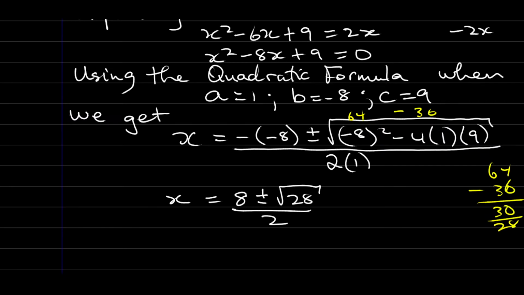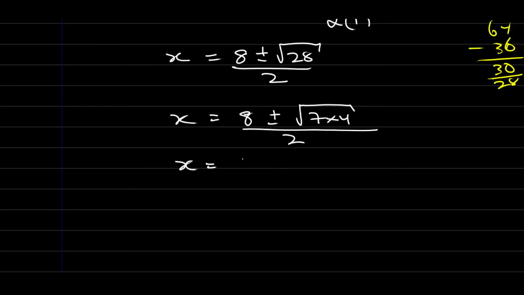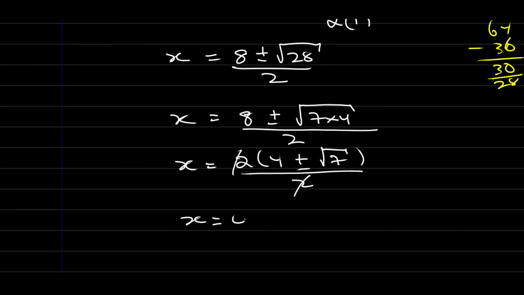And I think I can factor out a 2 somewhere inside of there. Let's see if we can. So x is equal to 8 plus or minus the root of 7 times 4. There's my 2 right there, all over 2. So this means that x is equal to 2 times 4 plus or minus root of 7, and then divide by 2, so this cancels. So x is equal to 4 plus or minus the root of 7.